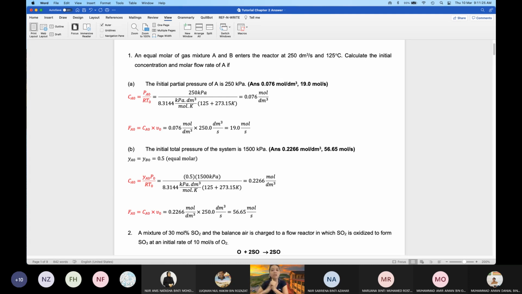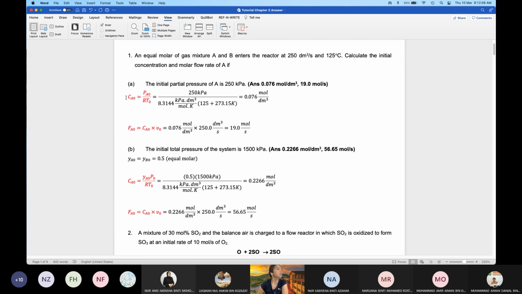If you remember, I taught you previously in chapter 2, for gas phase only, there is an equation that can be used to find the initial concentration. Why do we say it's only for gas phase? Because this equation is based on the ideal gas law. If the equation is based on the ideal gas law, that means the law is only applicable to cases where it is gas phase. If you have liquid phase, you can no longer use this equation, because this law only applies to gas phase.